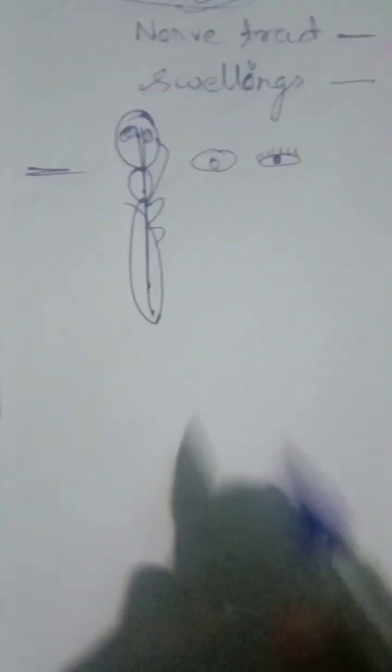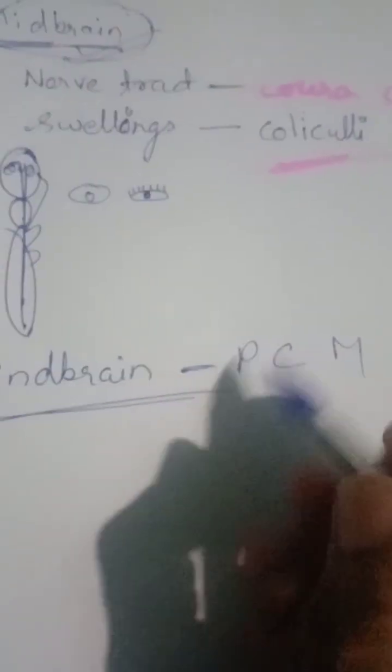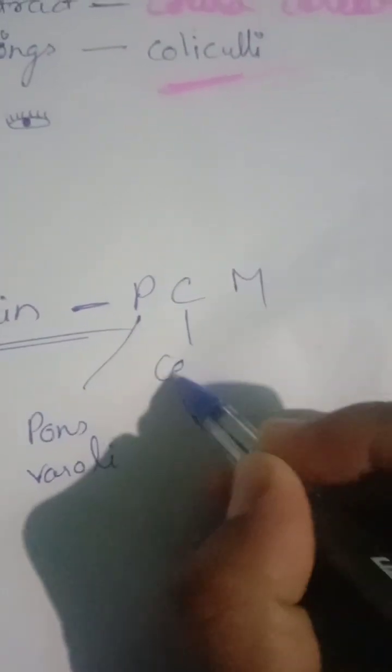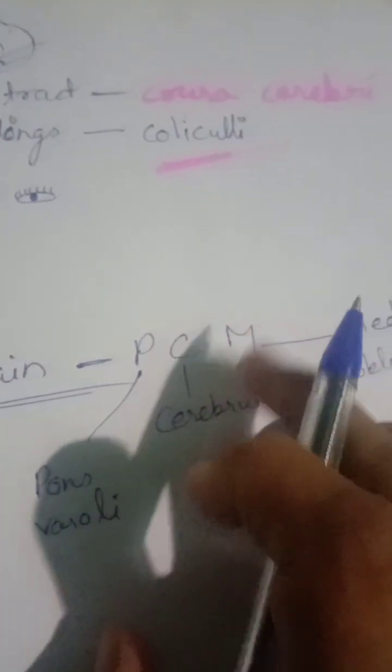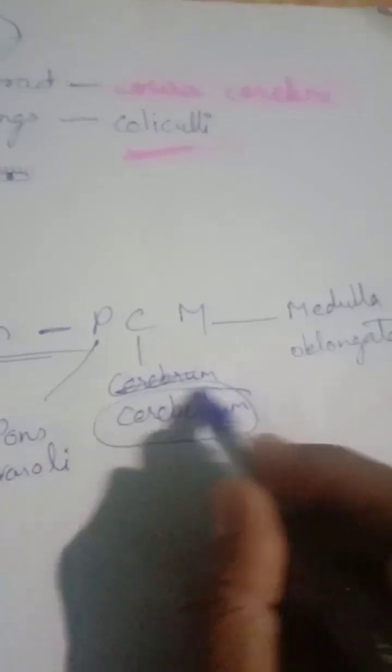Okay, now coming to the hindbrain, that is the stalk of your brain. For remembrance, let us put it like this: remember PCM. P for pons varoli, C for cerebellum, and M for medulla oblongata. These are the parts of the hindbrain. PCM: pons, cerebrum, cerebellum, right? Not cerebrum, already we studied that. So cerebellum and medulla oblongata. Cerebellum is the second largest part of your brain.